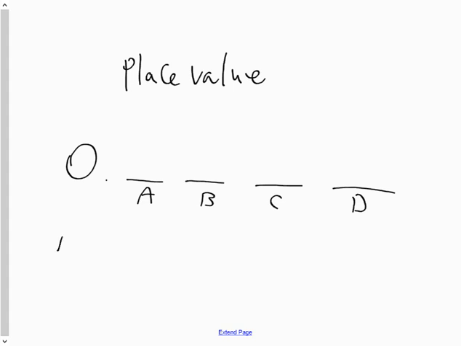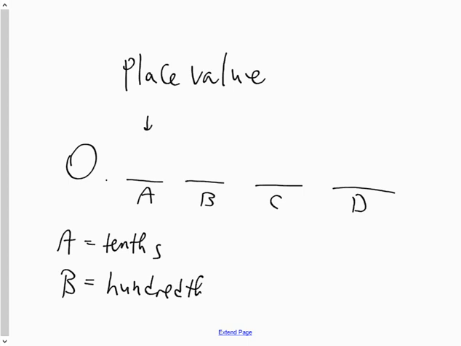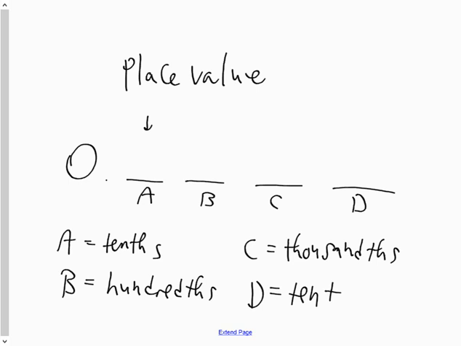Now, A has a name, this position right here. It's called the tenths. B is called the hundredths. C is called the thousandths. And D is called your 10,000ths. Now we can keep going from there, but we're not going to because it's pretty easy just to leave it at those 4 because we don't really use a lot of the other ones.